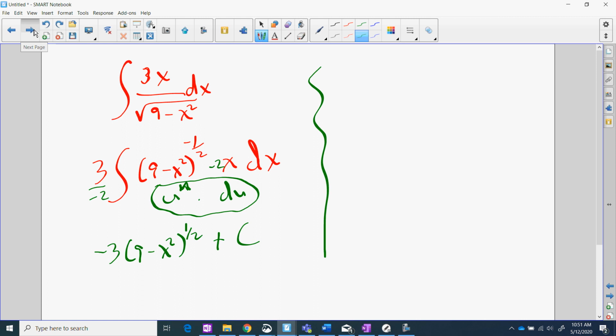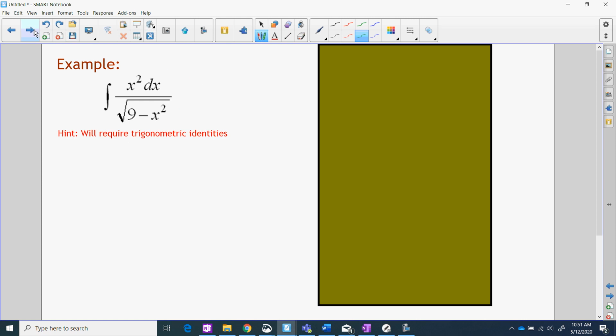Okay, let's do a couple more that aren't quite as nice as those first two led us to believe this is going to be. So let's have a look at this one. I've seen this earlier, so we're going to set up basically the same triangle we did for that. It's going to be 3 on this side, x on this side. This side becomes square root 9 minus x squared. Put my theta down here.